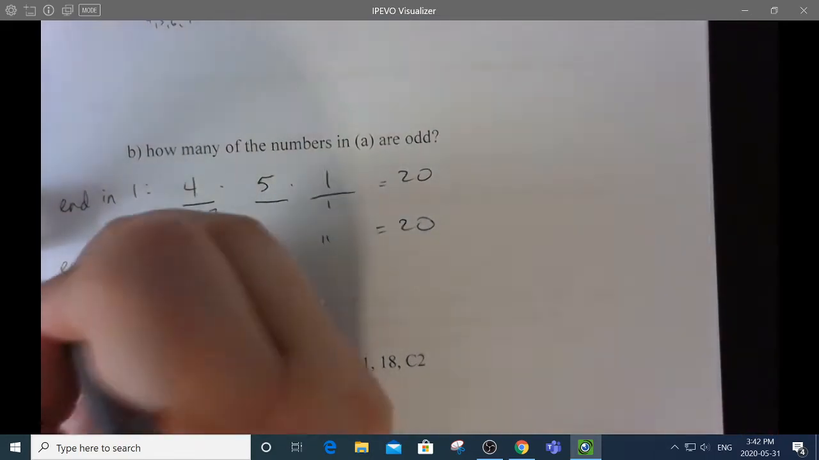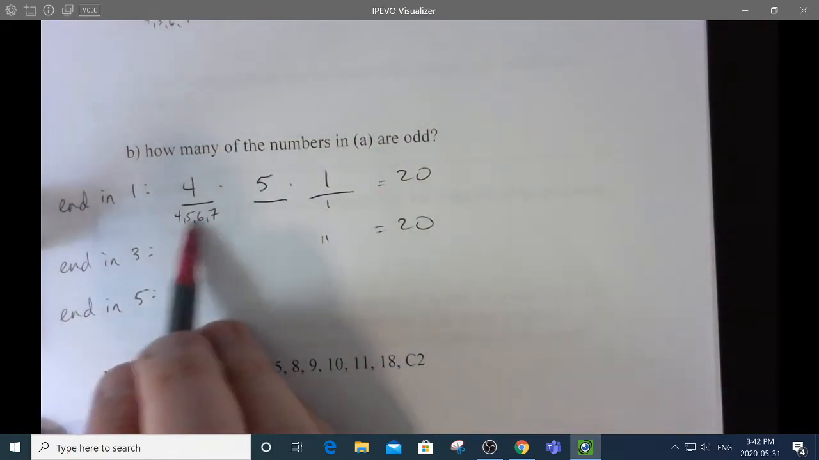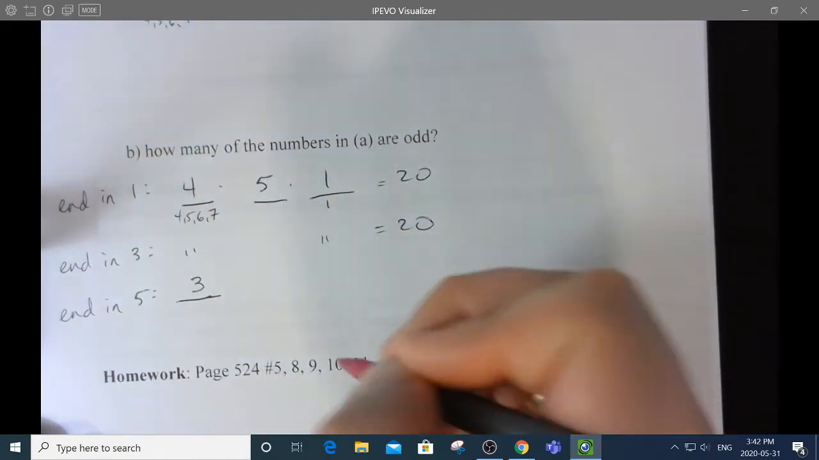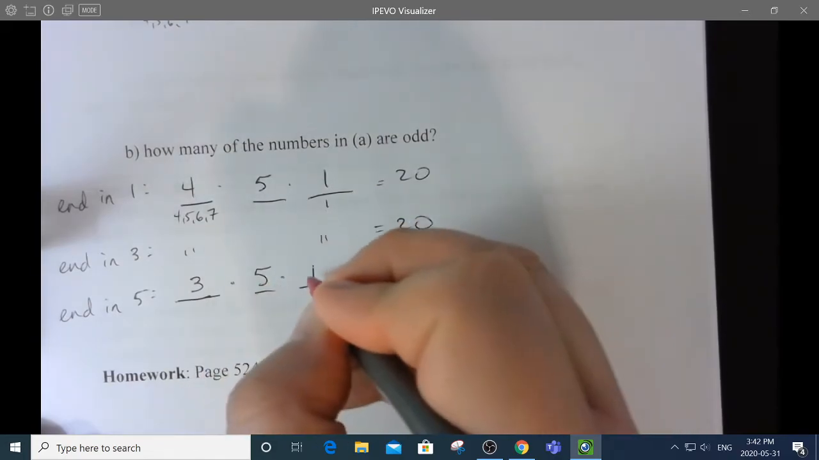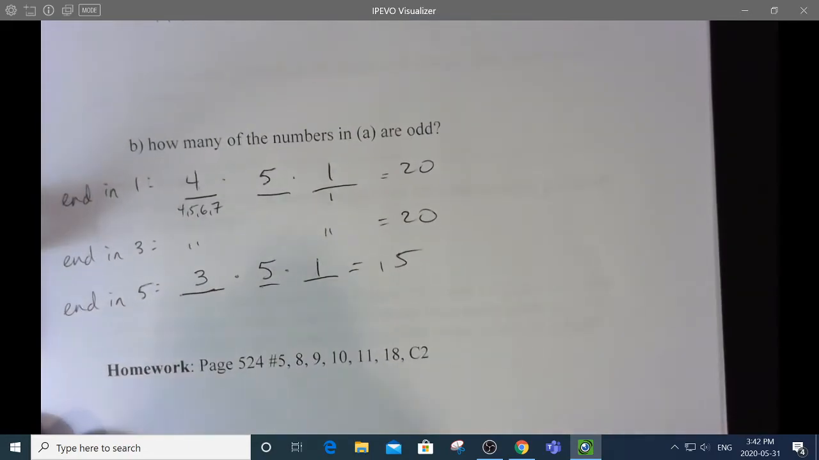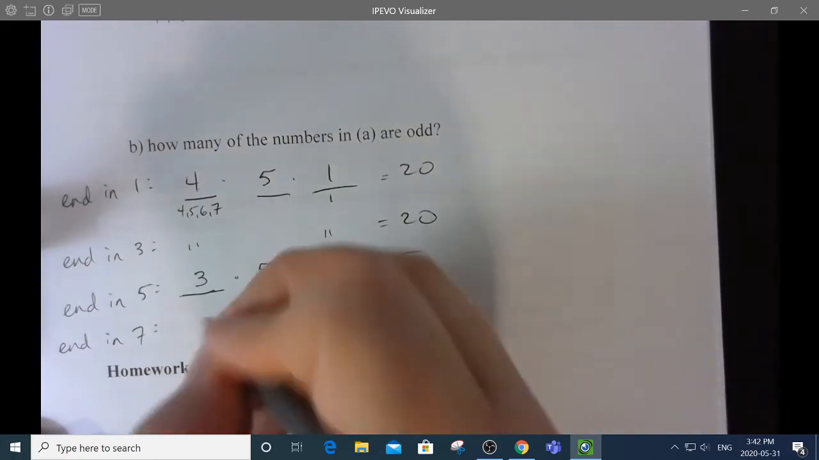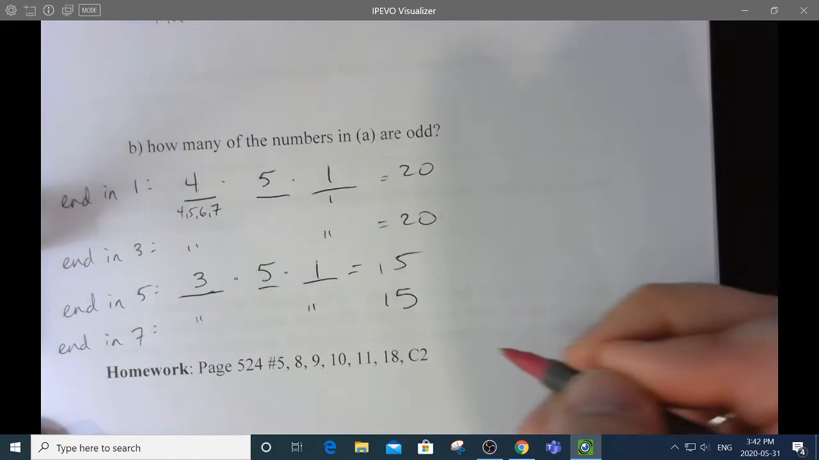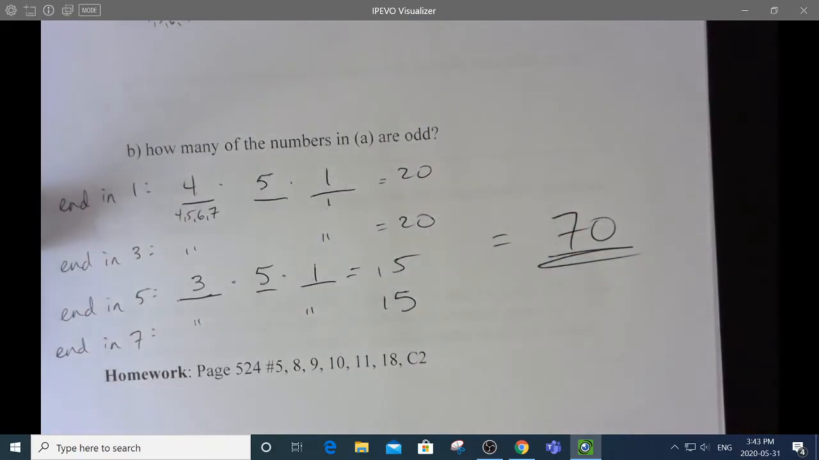What'll be different is if we calculate the possibility that it ends in a 5, because now I can't have a 5 in that first digit place. So there's actually only 3 things to choose from for the first digit, 5 for the second, 1 for the third, because again, that last one has to be a 5. And that's going to be 15 possibilities. And then that it ends in a 7 is going to be the same mathematically as if it had ended in a 5. So there we go. 20 and 20 is 40, 15 and 15 is 30, add it all together, 70 possible outcomes.